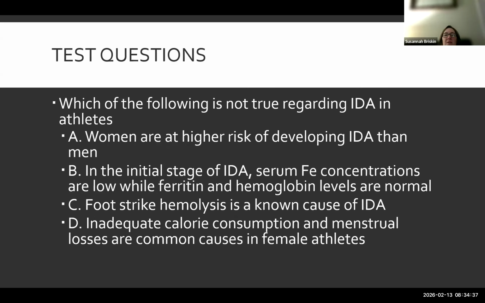Which of the following is not true regarding iron deficiency anemia in athletes? A. Women are at a higher risk of developing iron deficiency than men. B. In the initial stage of iron deficiency, serum ferritin concentrations are low, while ferritin and hemoglobin levels are normal. C. Foot strike hemolysis is a known cause of iron deficiency anemia. And D. Inadequate caloric intake and menstrual losses are common causes in female athletes.